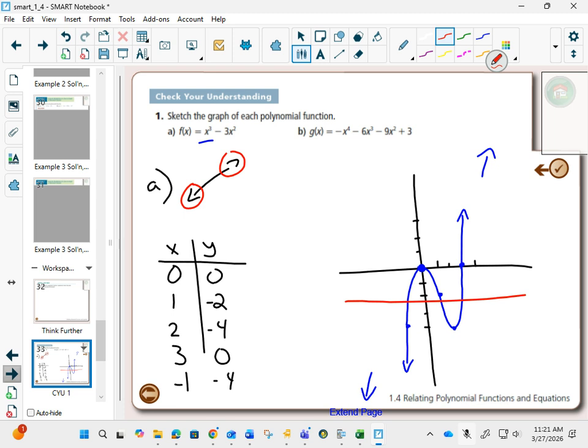Okay, I'm going to leave the x to the 4 one. All I'm going to do is say, I see that it's an x to the 4, my biggest degree of 4. The leading coefficient is negative. So I would know that's my end behavior. And I would just do a bunch of points to see if I could figure out what the rest of the graph looks like. You don't want to do the points? No, I don't feel like it.